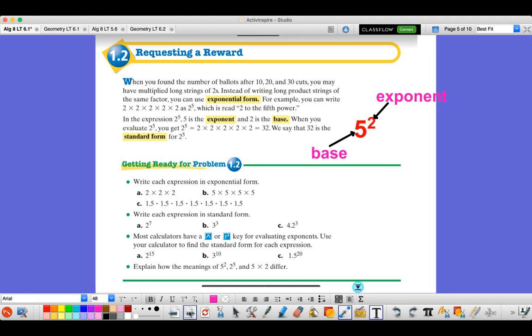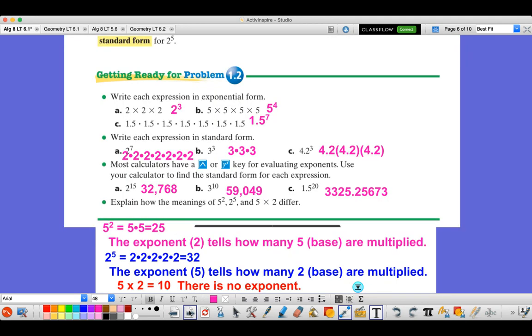And I'm going to go on to the next slide for the actual answers. So looking at the first part, 2 times 2 times 2, that is 2 to the 3rd. So we're writing that in exponential form. 5 times 5 times 5 times 5 is 5 to the 4th. So that would be exponential form for that. And then part C is 1.5 to the 7th power. Now looking at our expressions in standard form.